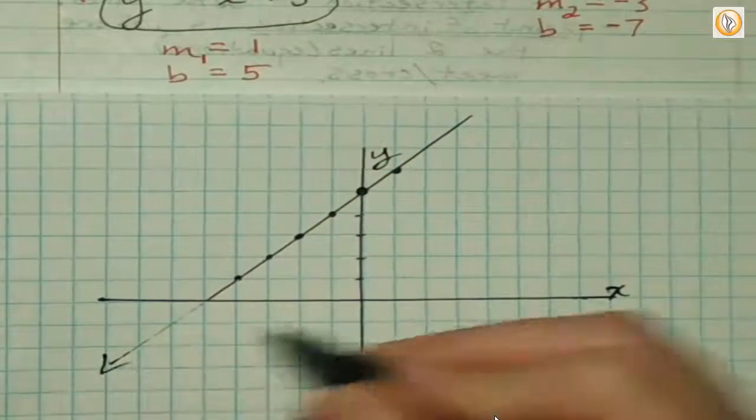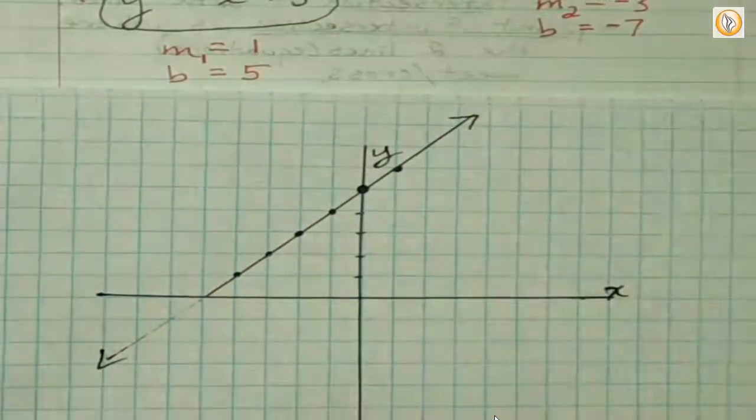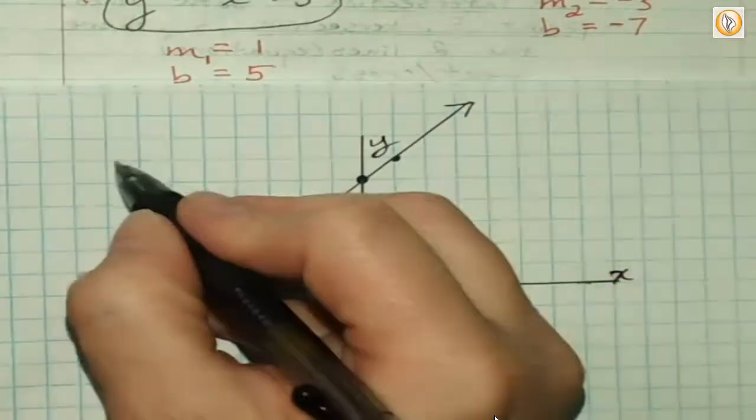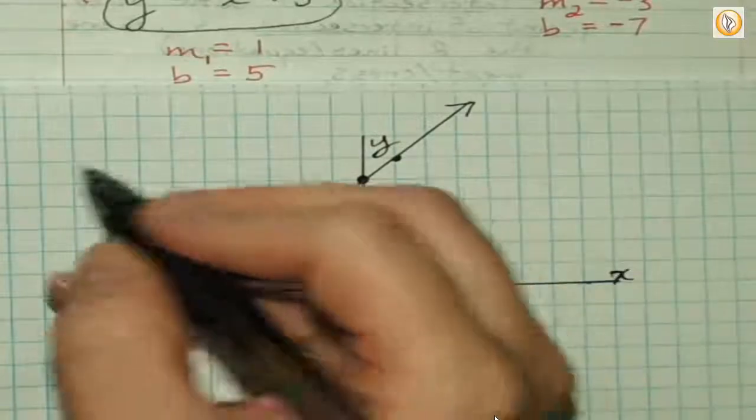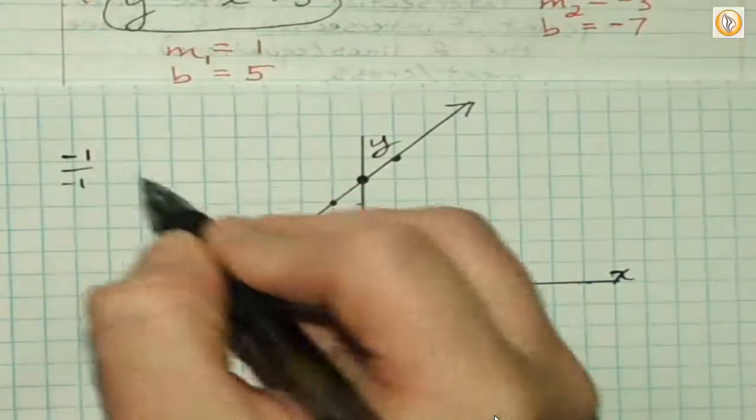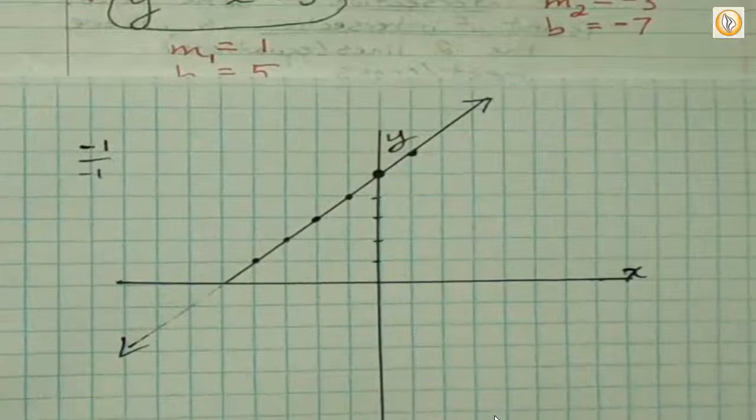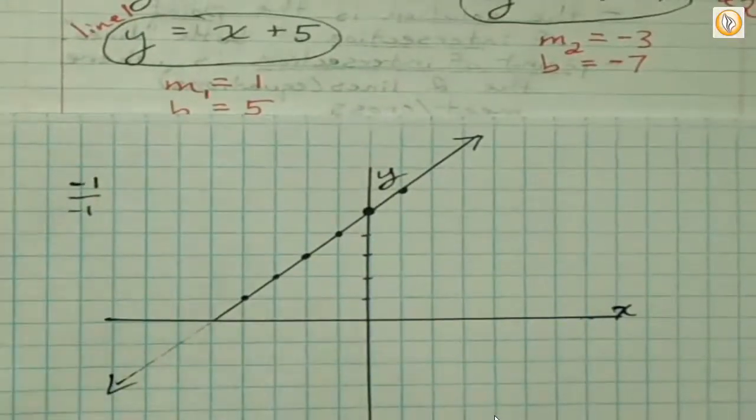All right, so here's one. Why are you going down if it's a positive one? Because you can also do negative over negative. Negative 1 over negative 1. I'm glad you asked. All right, so there's 1. And now we do, yes, ma'am?